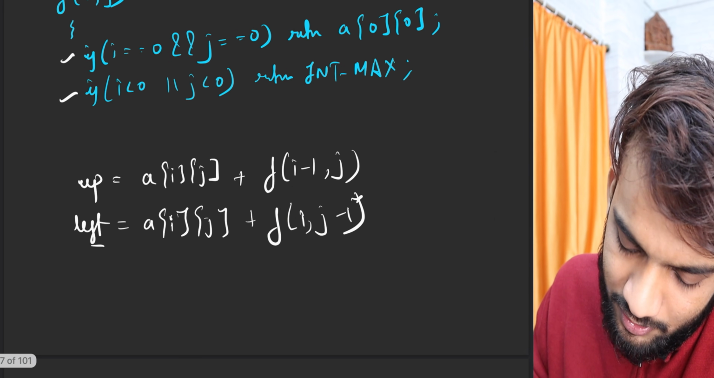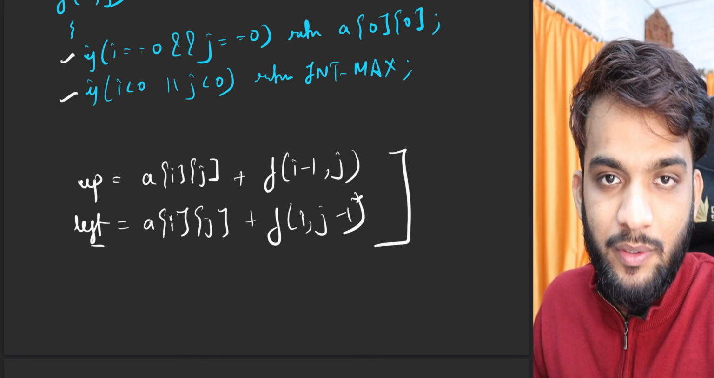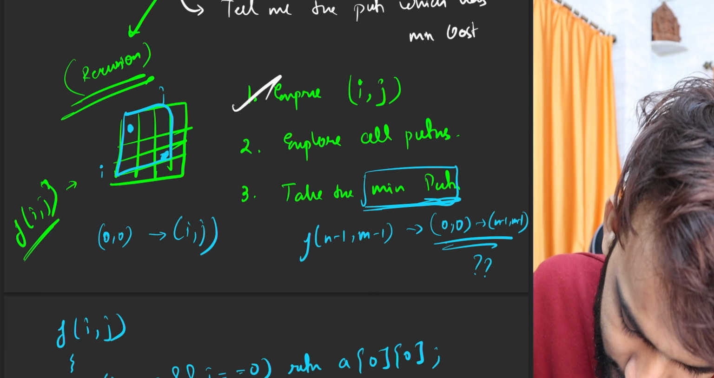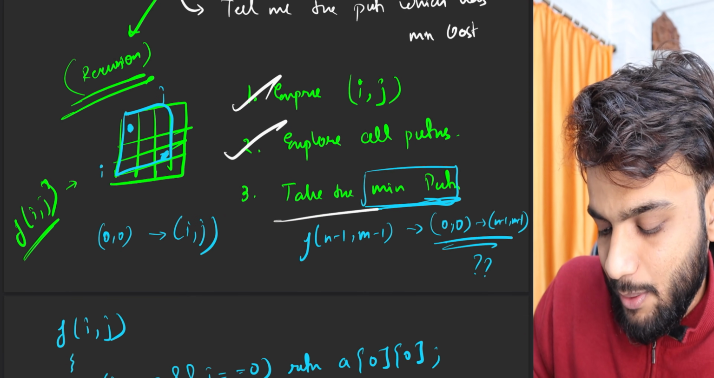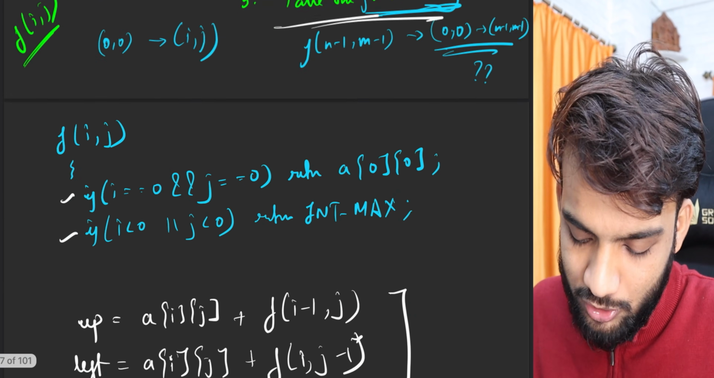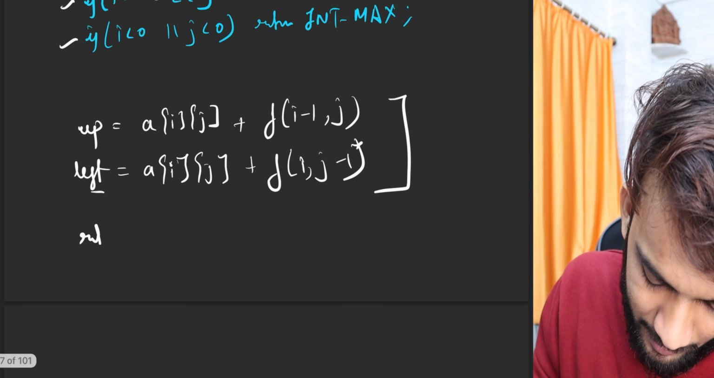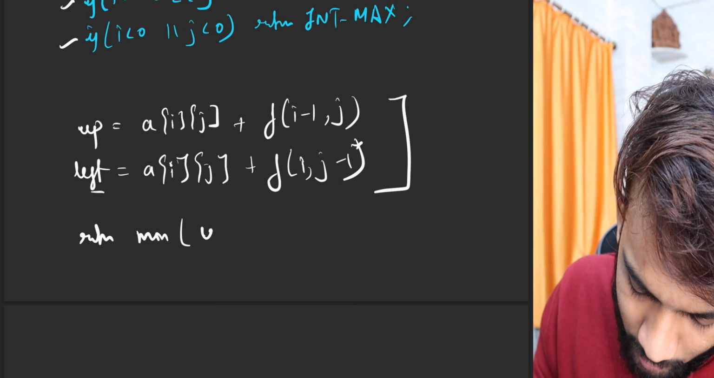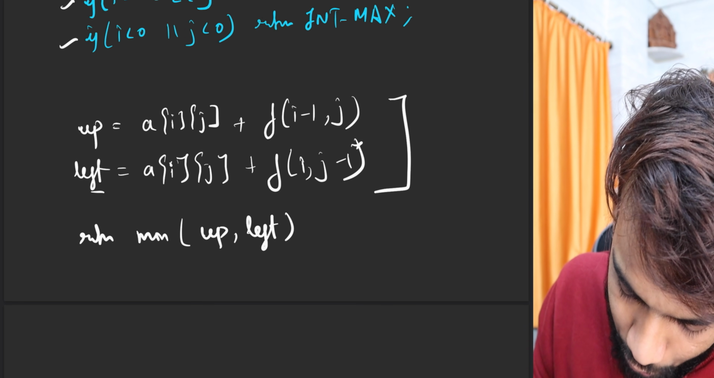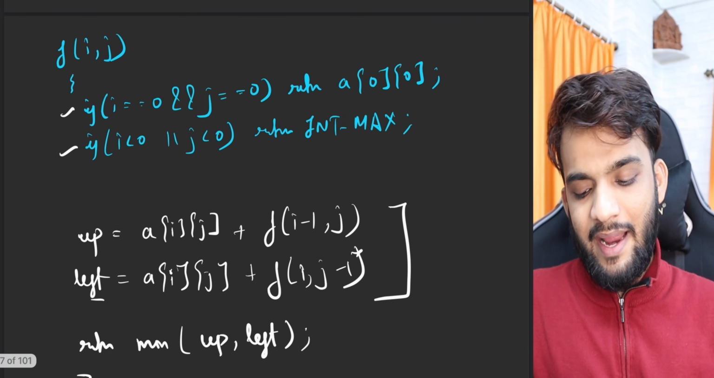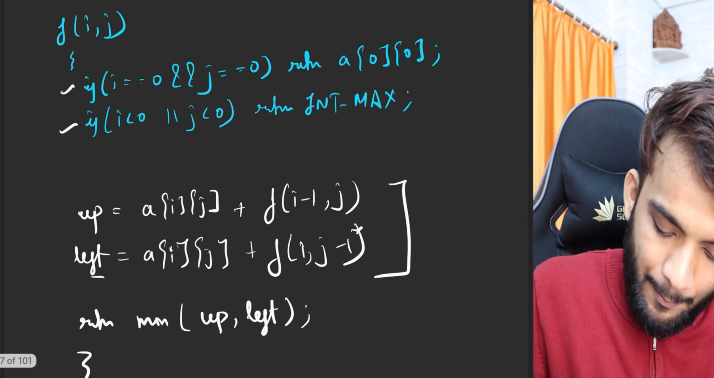So at the end of the day, step 2 is done, which is exploring all the paths. What's the next? Take the minimal of both of them. So what are you waiting for? Take the minimal of the upward and the leftward, correct? So this is the upward and the leftward.